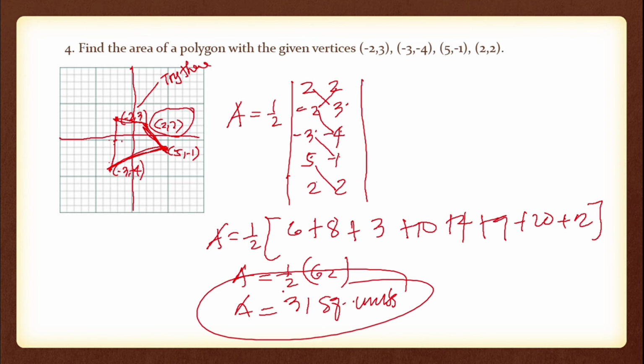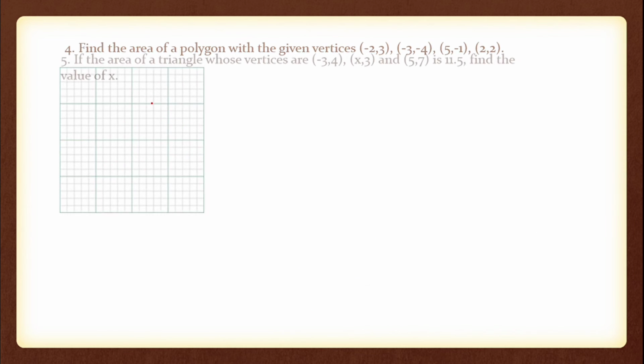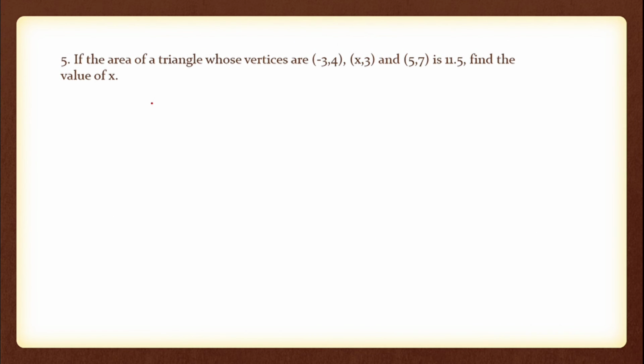Okay, so that's the area when you compute. Again, try this one at home. You'll start here. Okay. Number 5, if the area of a triangle's vertices are negative 3, 4, x 3, 5, 7 is 11.5, find the value of x. Okay.